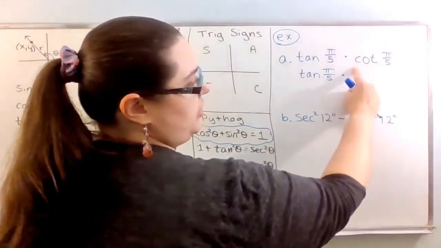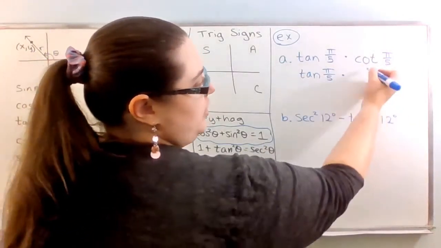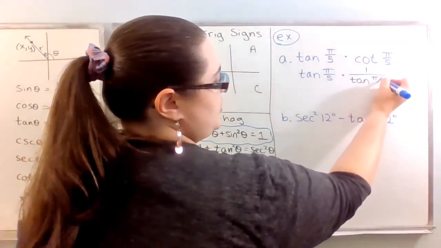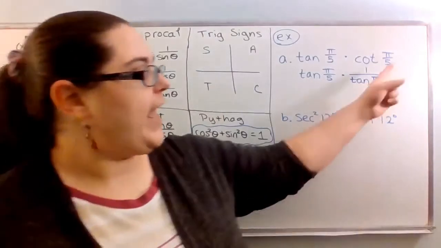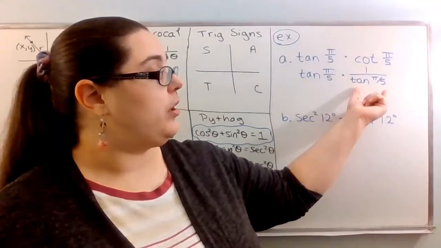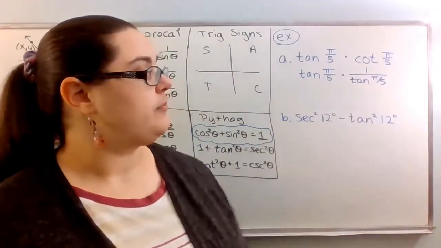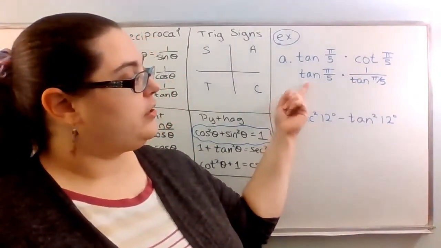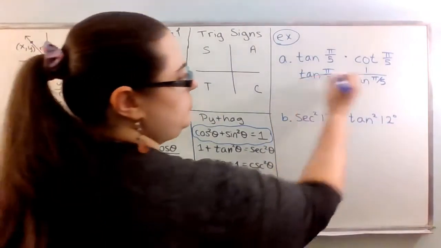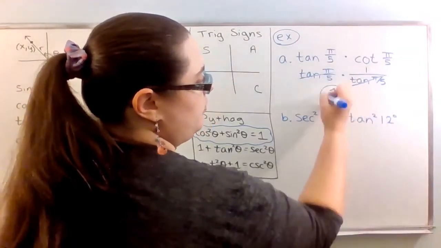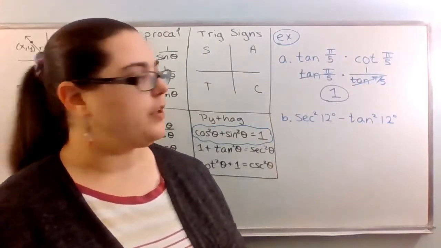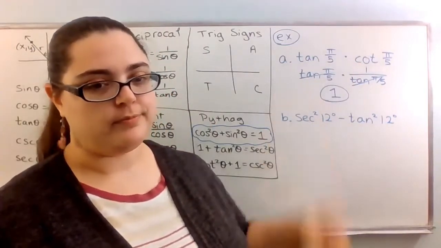And for cotangent, cotangent of pi fifths is the same as 1 over tangent of pi fifths. So again, the angle stays the same. I'm not taking the reciprocal of the angle, I'm taking the reciprocal of the trig expression. Now I have a thing times 1 over the thing, so the things cancel, and we're just left with 1. So tangent of pi fifths times cotangent of pi fifths is going to give us 1. Yay.